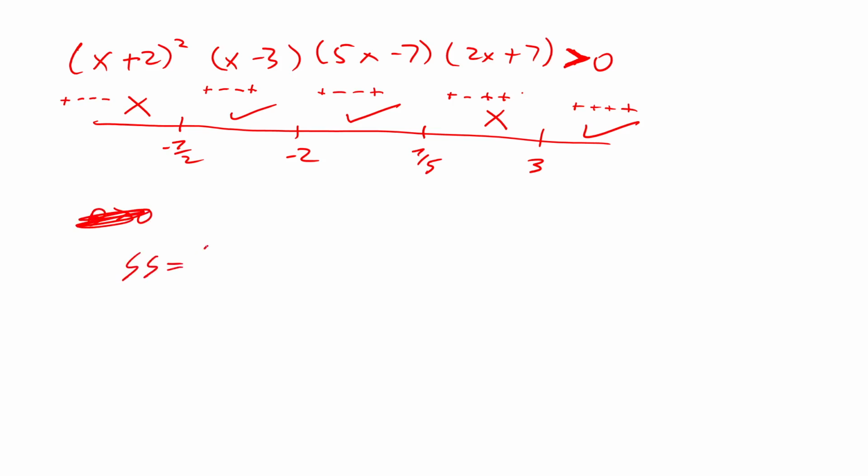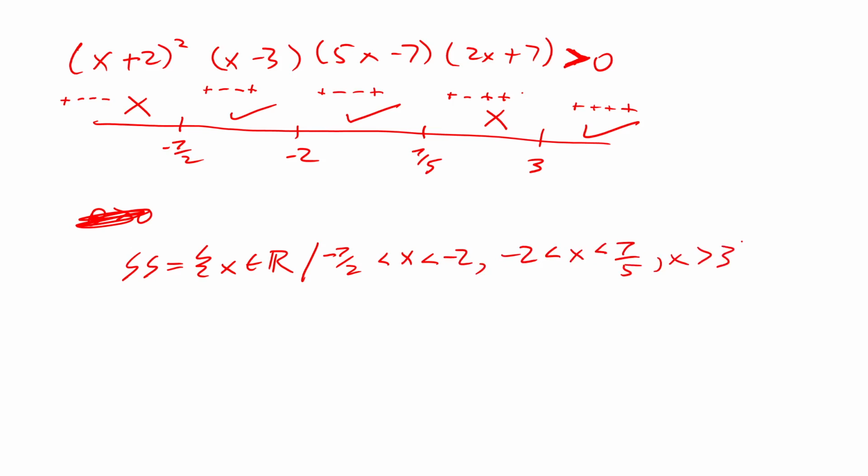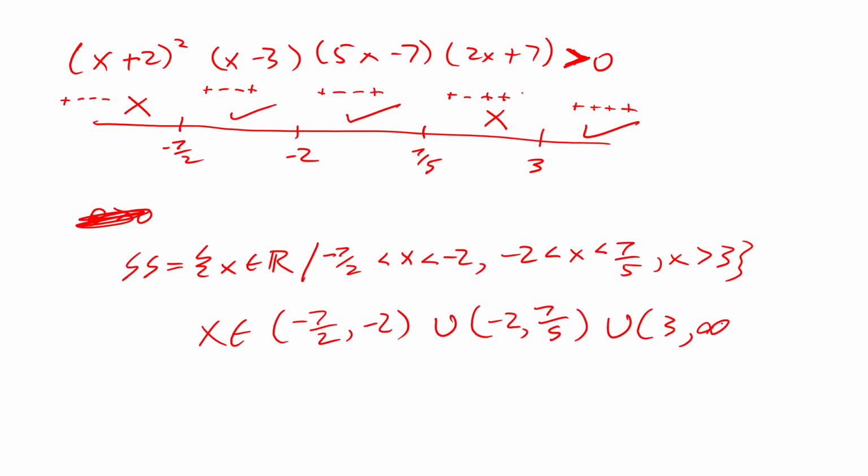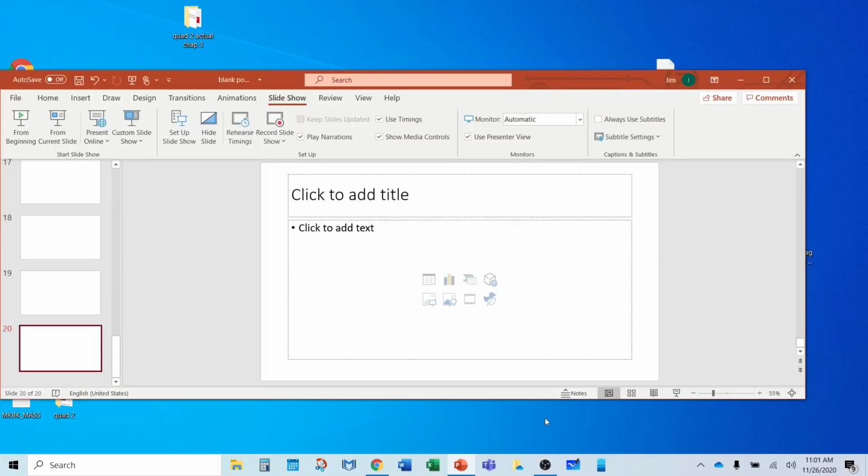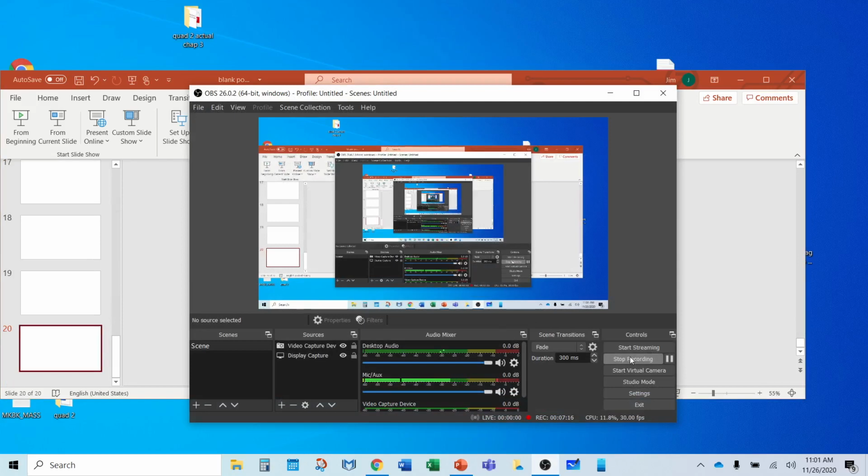So our solution set is the set of all x element of the reals such that -7/2 is less than x is less than -2, -2 is less than x is less than 7/5, and x is greater than 3. And if we want to state that in interval notation, we can say x is in the interval from -7/2 to -2, in union with the interval -2 to 7/5, in union with the interval from 3 to infinity. Round brackets on all those intervals because those values aren't actually included in the solution set.